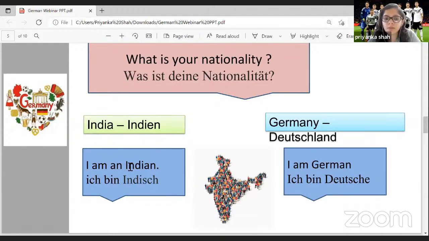So if I want to say I am an Indian, that is my nationality, I say Ich bin Indisch. And if I want to say I am a German, right? So I say Ich bin Deutscher. Ich bin Indisch. Ich bin Deutscher. And was ist deine Nationalität? India is Indian and Germany is Deutschland. Okay. So now you know two sentences. You can say your name and you can say your nationality in German, which is exciting.